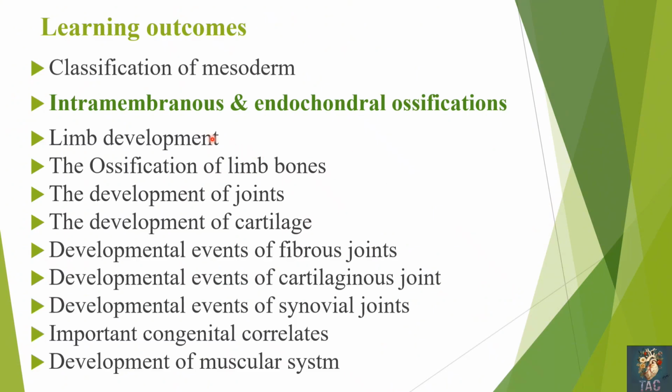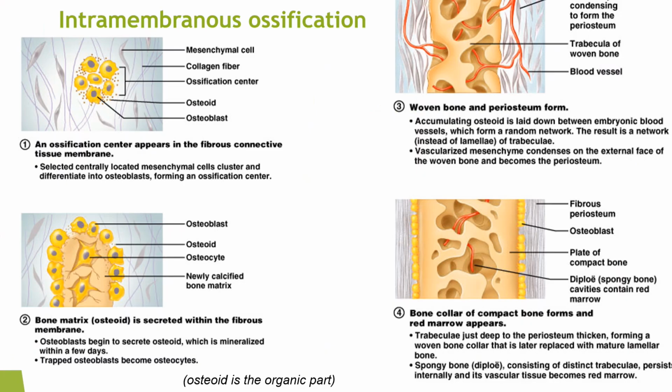Next learning outcome was about intramembranous and endochondral ossification. First we will see intramembranous ossification. Have a look at this diagram. These are smaller cells, the mesenchymal cells which are present, and the surrounding fibers are collagen fibers. In the area where intramembranous ossification will take place, first of all the mesenchymal cells over here differentiate directly into osteoblasts. This is a very important point, because in intramembranous ossification, mesenchymal cells directly differentiate into osteoblasts.